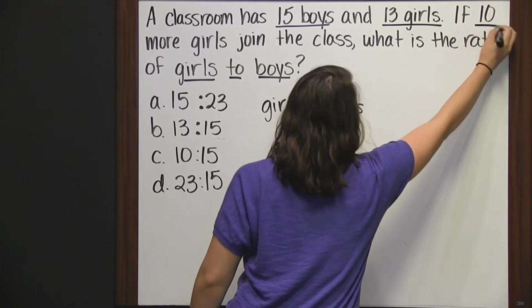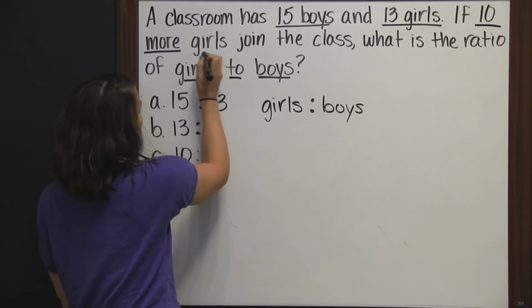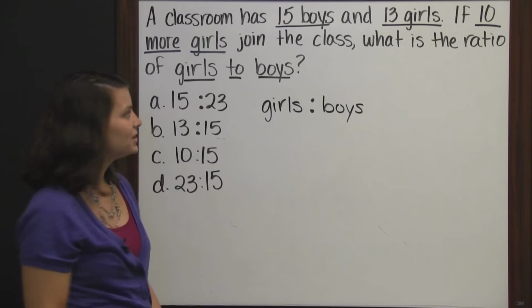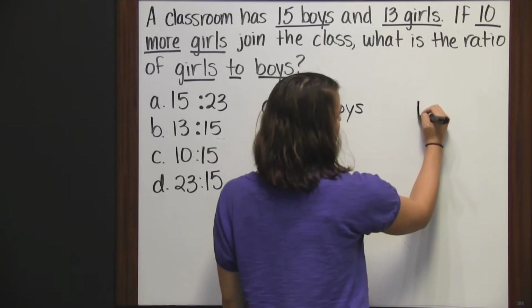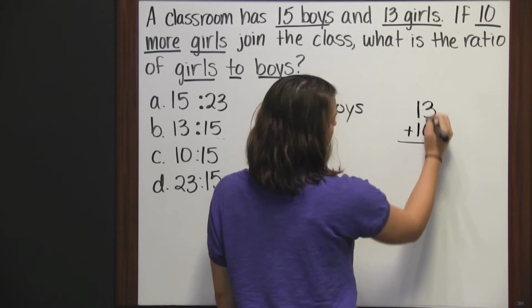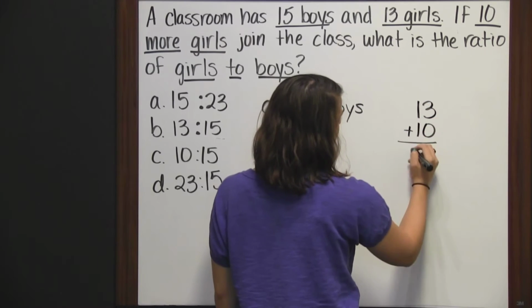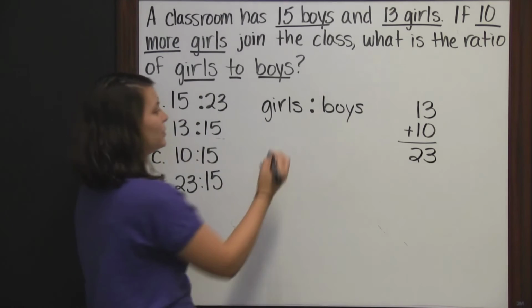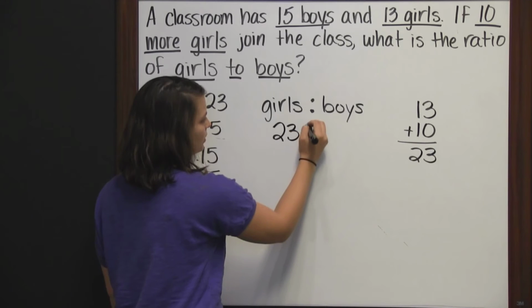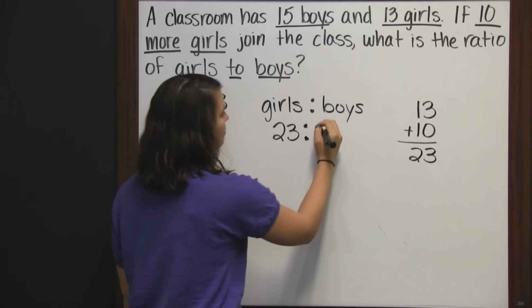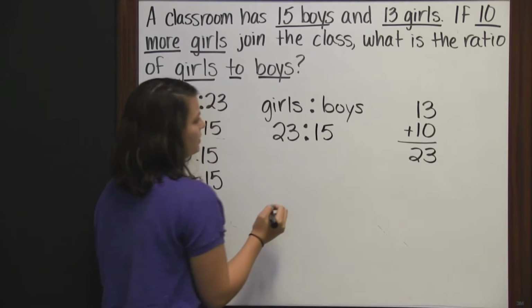And then 10 more girls join the class. 10 more means that we have to add 10. So we had 13 girls, and then we add 10 more to that. 3 plus 0 is 3, 1 plus 1 is 2, which means now there's a total of 23 girls. And the boys didn't change. We had 15 boys, so we still have 15 boys.